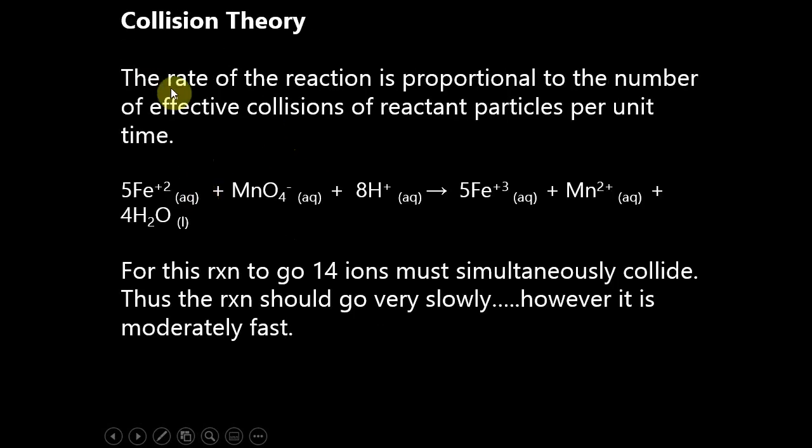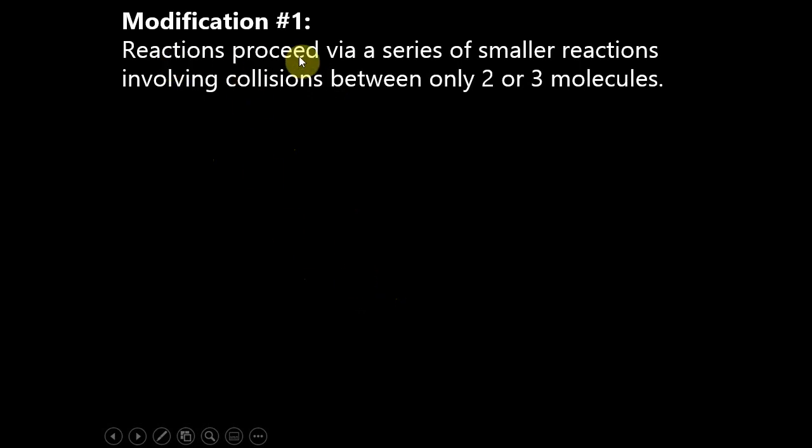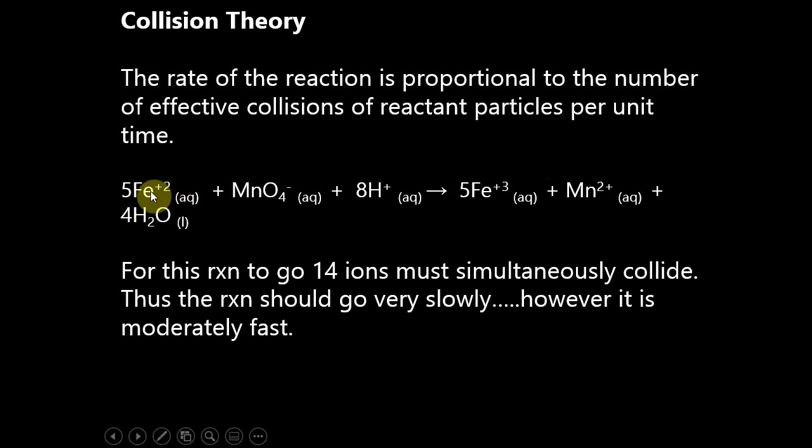Because if we go back to the collision theory here, the number of effective collisions. So let's add something to this to allow for explaining this particular situation here. Reactions proceed via a series of smaller reactions involving collisions between 2 or 3 molecules. That would make more sense to explain that. So let's say, first of all, these two collide, and then some of this collides with what's left over from those two, and that may happen a little bit more readily.